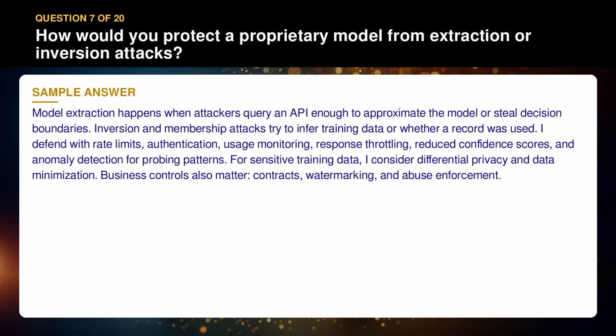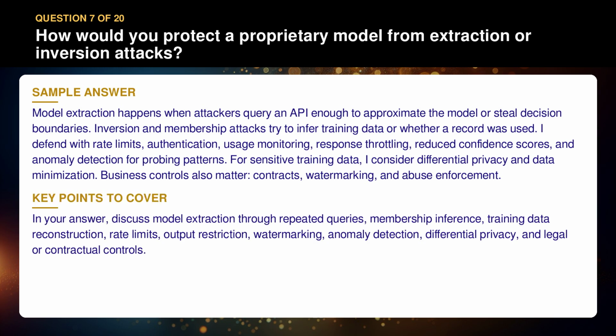For sensitive training data, I consider differential privacy and data minimization. Business controls also matter: contracts, watermarking, and abuse enforcement. In your answer, discuss model extraction through repeated queries, membership inference, training data reconstruction, rate limits, output restriction, watermarking, anomaly detection, differential privacy, and legal or contractual controls.